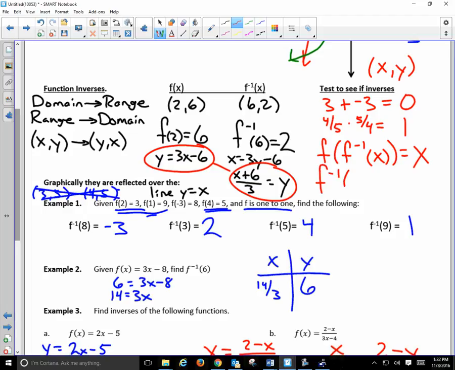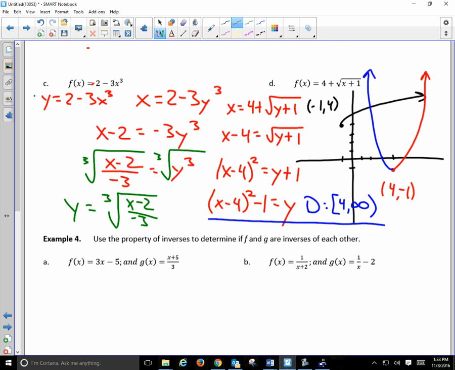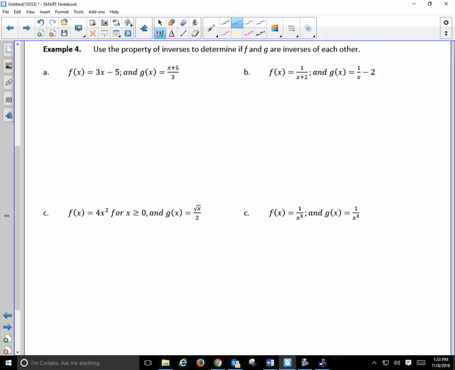But you've got to check both ways. So f of f inverse should be x, and f inverse of f should be x. And if we come out with x when we compose these functions together, then we know that they are inverses of each other. So let's end with that for today by doing example number 4. Use the property of inverses to determine if f and g, in fact, are inverses of each other.